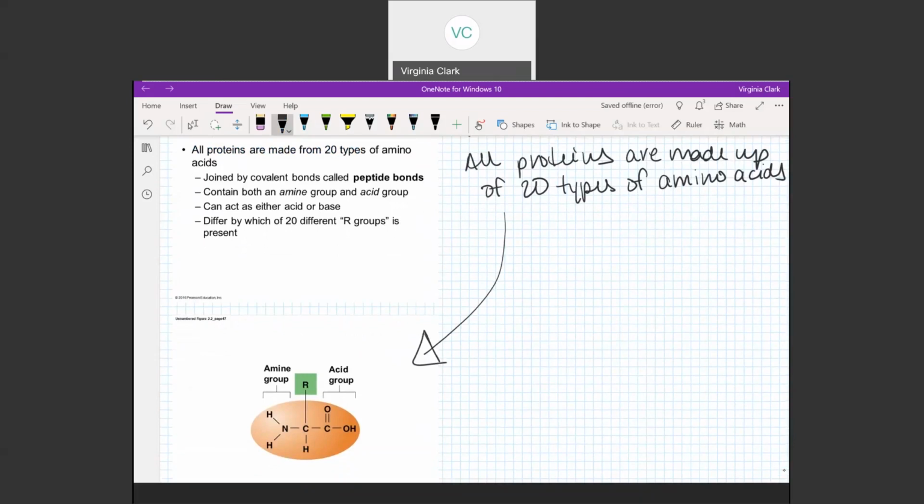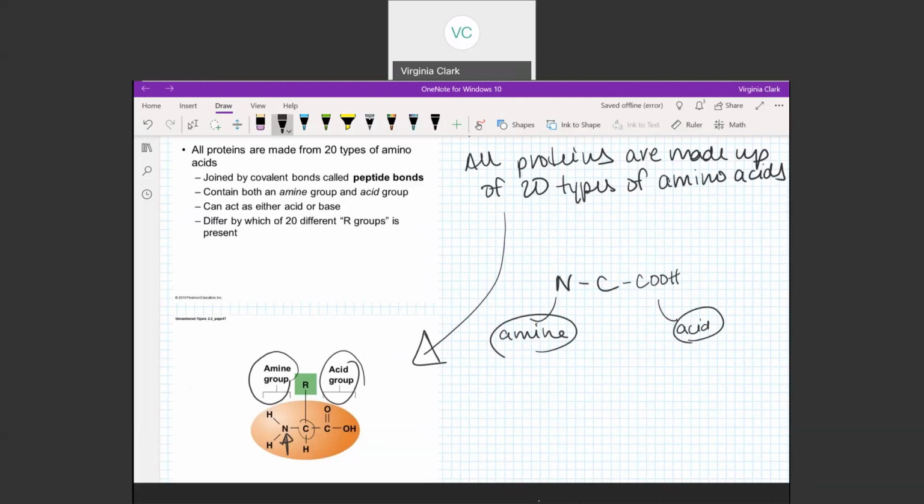So essentially, it is going to be an amine group, which has a nitrogen on one side. It's going to have a carbon in the middle, and it's going to have an acid group, which is usually going to be COOH if you shorthand it. So you're going to have an amine, you're going to have an acid, and then this carbon right here will be attached to something called a functional group, or an R.